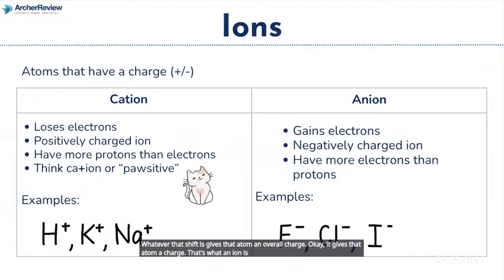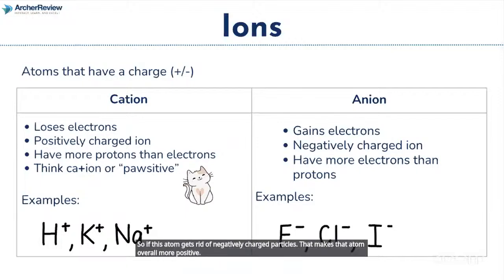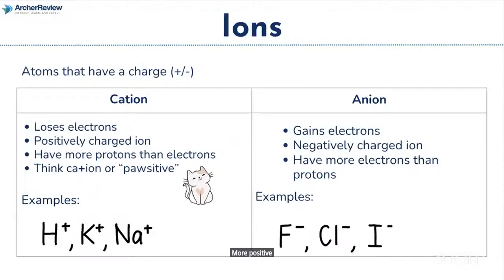So there's 2 types of ions. There's cations and there's anions. Cations lose electrons. And remember, electrons have a negative charge. So if this atom gets rid of negatively charged particles, that makes that atom overall more positive. More positive.